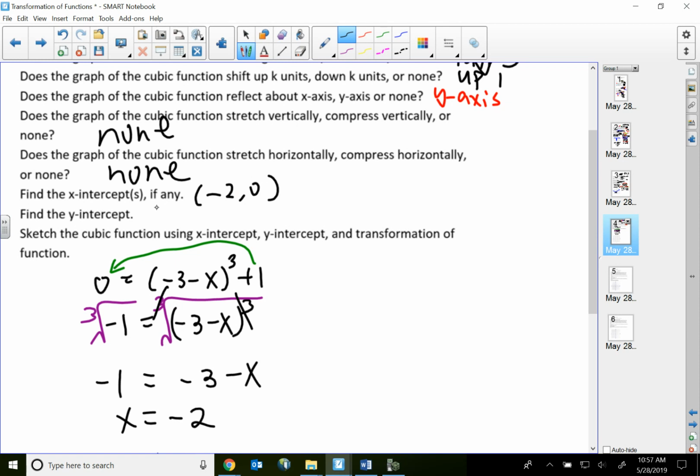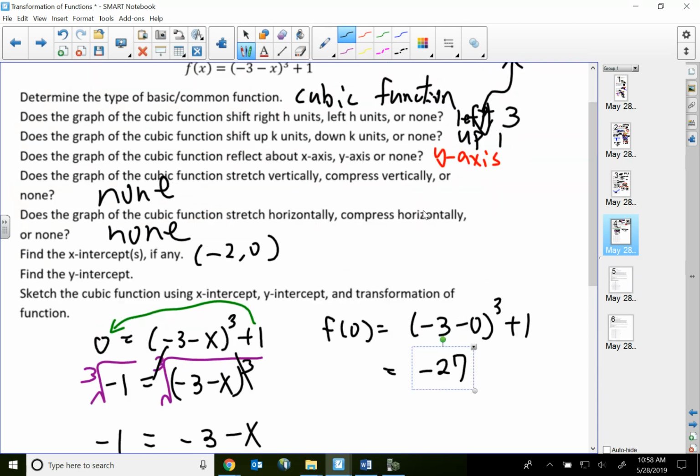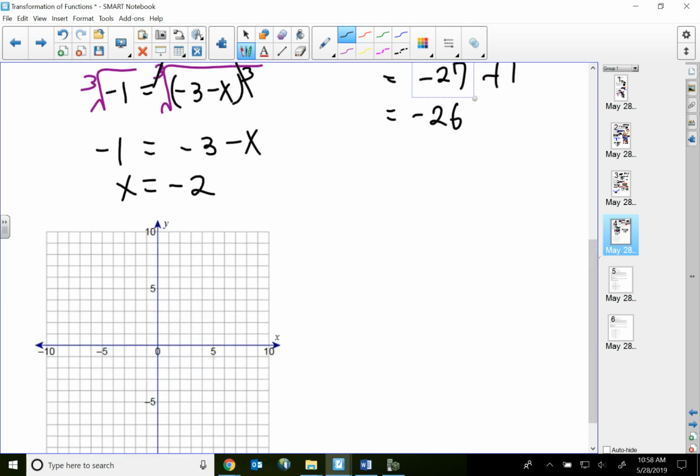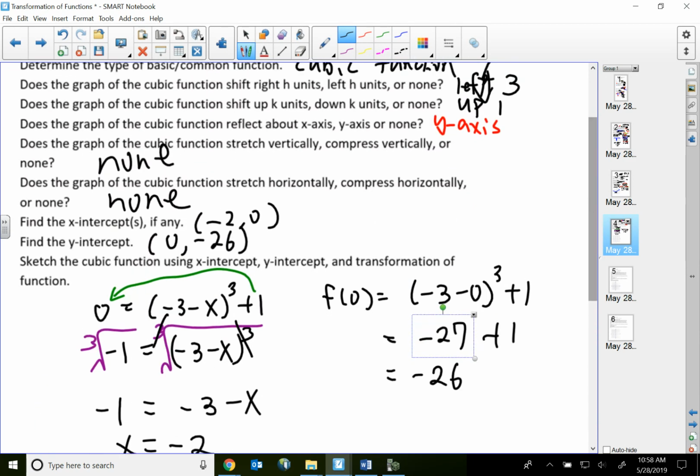All right, y-intercept, find y when x equals 0. So that will be (-3 minus 0) to the third plus 1, which is negative 3 to the third, which is negative 27, I believe. Plus 1 is negative 26. So that will be 0, comma negative 26, which is way up there, way above my graph. So I'm just going to sketch it here just a little bit.